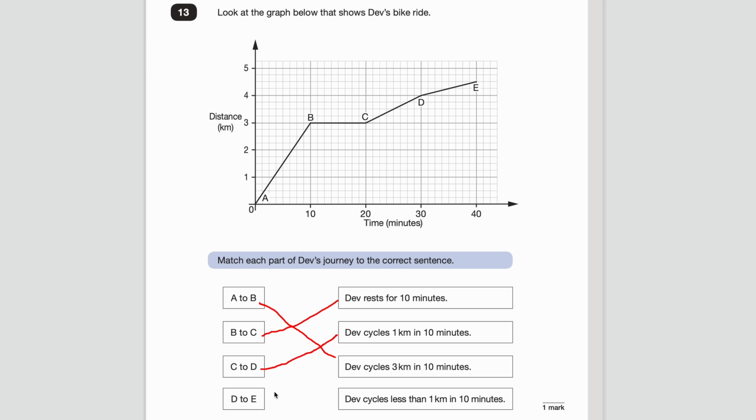And finally, well, it must mean this one, but let's double check. From minute 30 to 40, Dev goes from kilometer 4 to, well, about halfway. So he doesn't actually cover a full kilometre. So in this case, it says Dev cycles less than 1 kilometre in 10 minutes. That's true. So we can be pretty confident the rest of ours are also true.